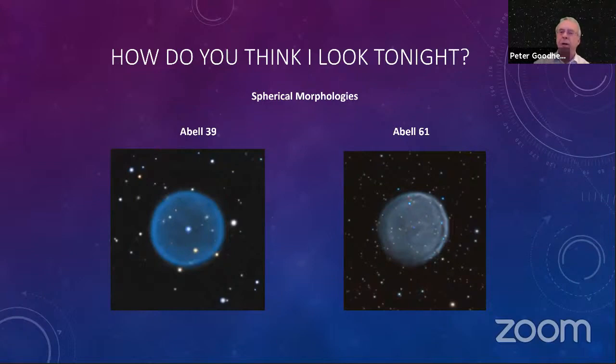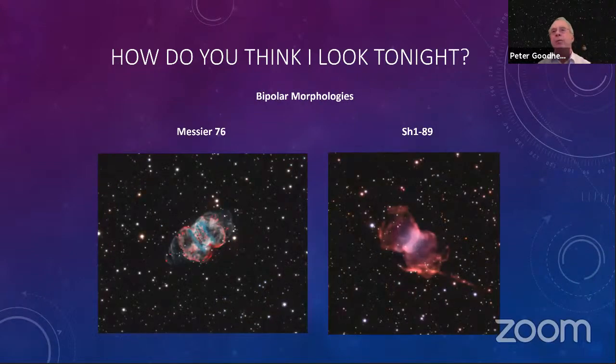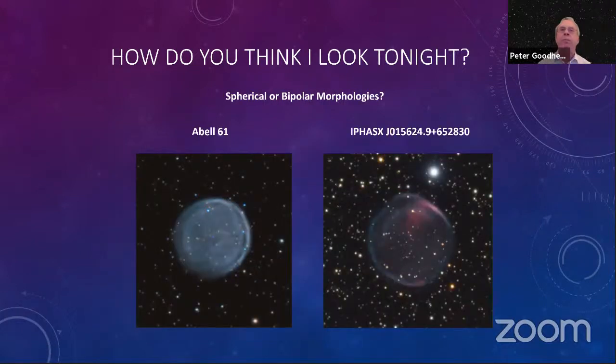Other morphologies you get, you get a lot of bipolar planetary nebulae. And so you'll get two lobes, and there'll be a bright star somewhere in the middle, but it's not particularly visible on these. So these are two bipolars, but sometimes it may look spherical, but it may be bipolar. And here's a couple of examples. And the thing is, if you look at a bipolar planetary nebula end on, it will look like a sphere.